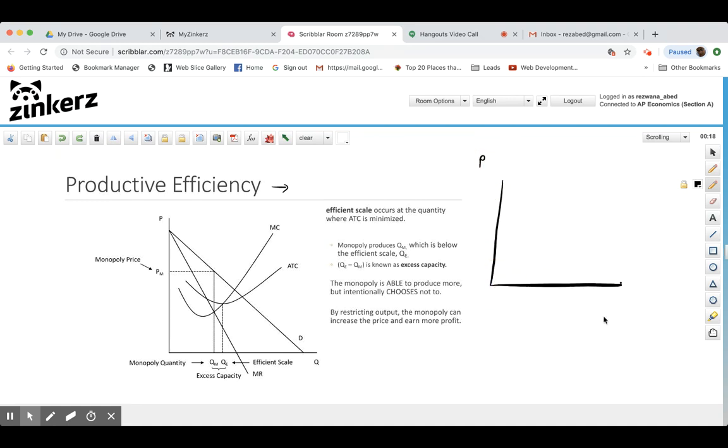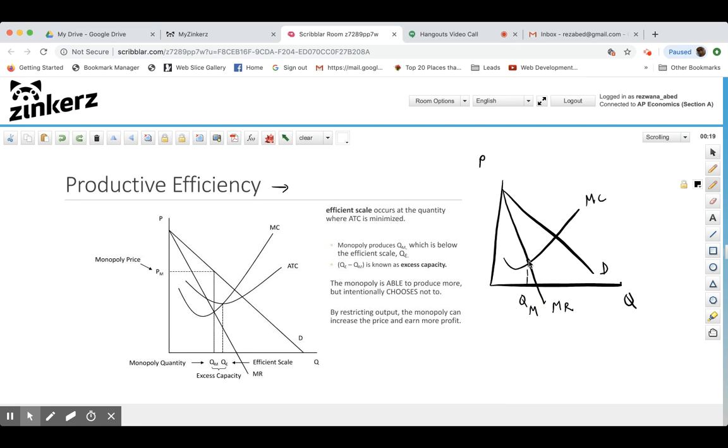So if we have this price and quantity, we know that they face a downward sloping demand curve, and then I'm going to draw the marginal revenue curve, which is going to bisect the horizontal axis, from the vertical axis to the horizontal axis. It's going to bisect it halfway. Then I'm going to draw in the marginal cost curve. And we know that the monopolist will find their quantity by finding the intersection of marginal cost and marginal revenue. So this is how much they're going to produce, this quantity QM.